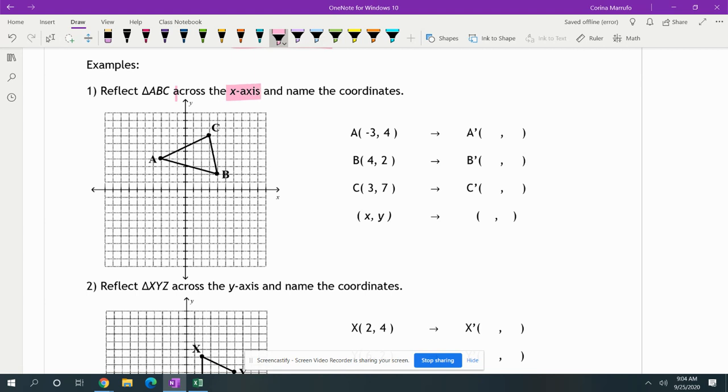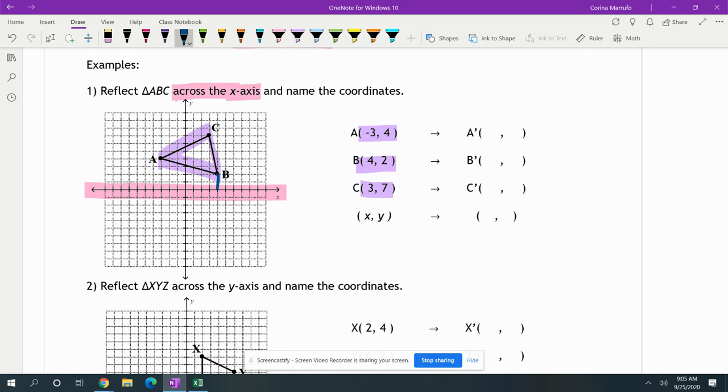Since we're reflecting across the x-axis, our line of reflection is the x-axis. Now we have points A, B, and C, which they already wrote the coordinates for us. This is our triangle ABC. They wrote them down here for us. And so we're going to reflect it across the x-axis. Let's go ahead and do that.